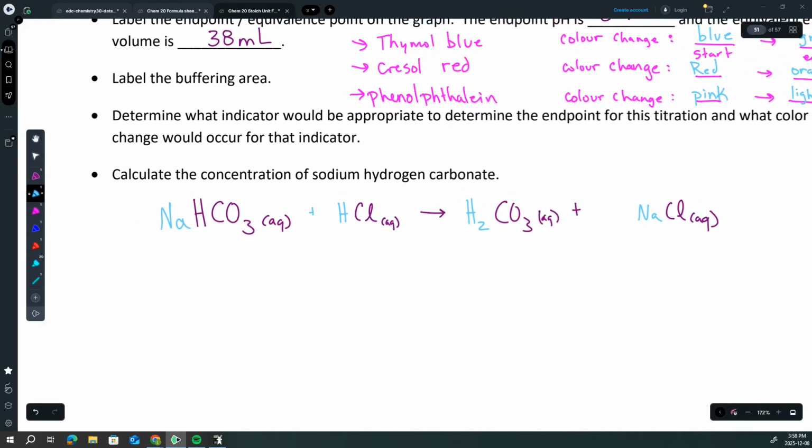Okay. Now, we've got our skeleton equation here. Let's make sure everything's balanced. We've got 1 sodium going in, 1 coming out. We've got 2 hydrogens going in, 2 coming out. So that's balanced. We've got a carbonate going in, a carbonate coming out. That's balanced. I already did the hydrogens, so now we're on to the chlorides. 1 going in, 1 coming out. This is balanced. All right. So balanced chemical equation, done.